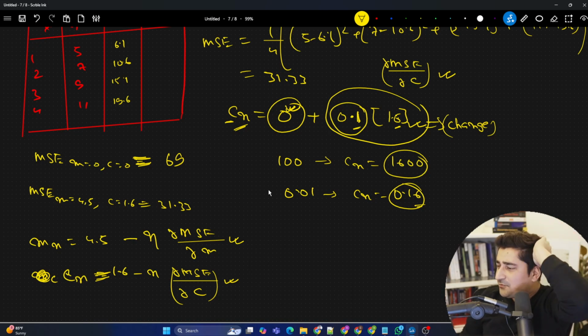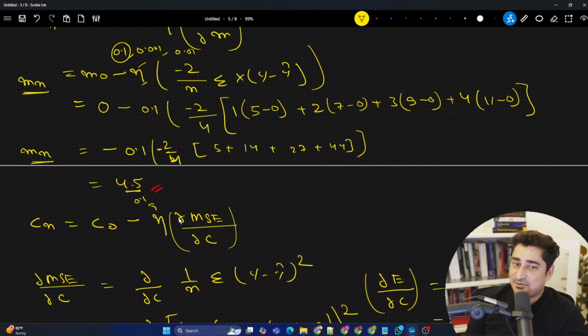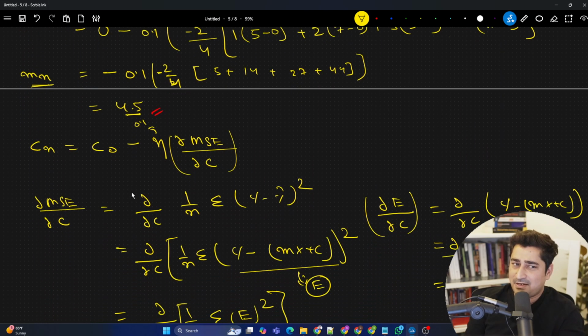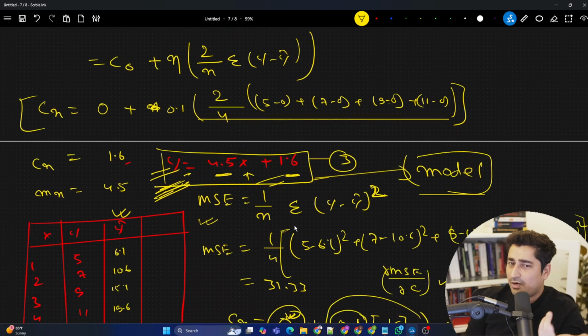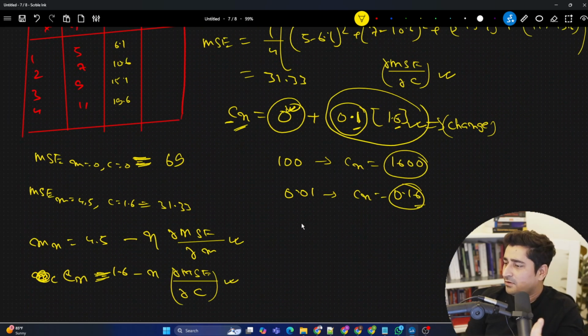Do we need to memorize this formula? There is nothing to memorize over here. The new value is equal to old value minus eta into the rate of change of loss with respect to a particular parameter. That's it. That's the only formula that we are using. I have shown you a derivation just to give you an explanation, but the actual formula is very simple: the new value is equal to old value minus learning rate into the partial derivative of loss with respect to that parameter. That's it.